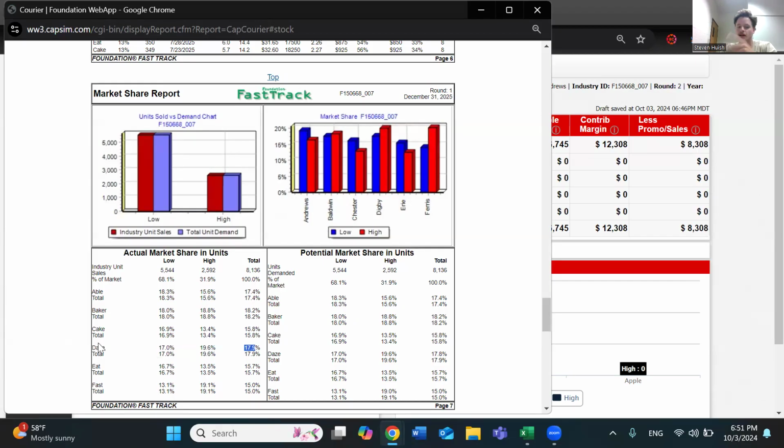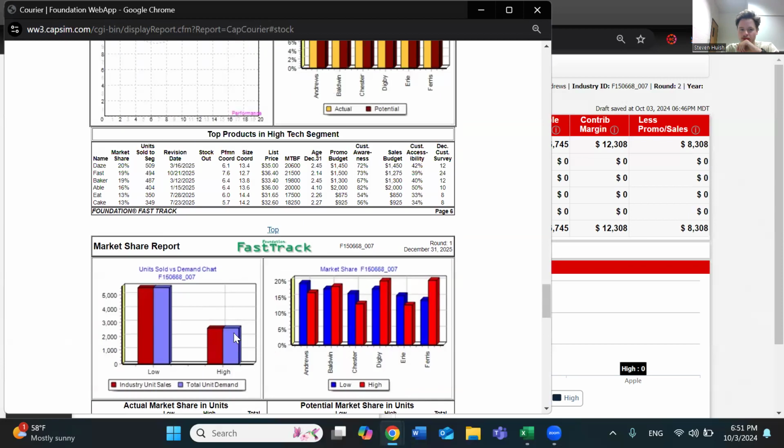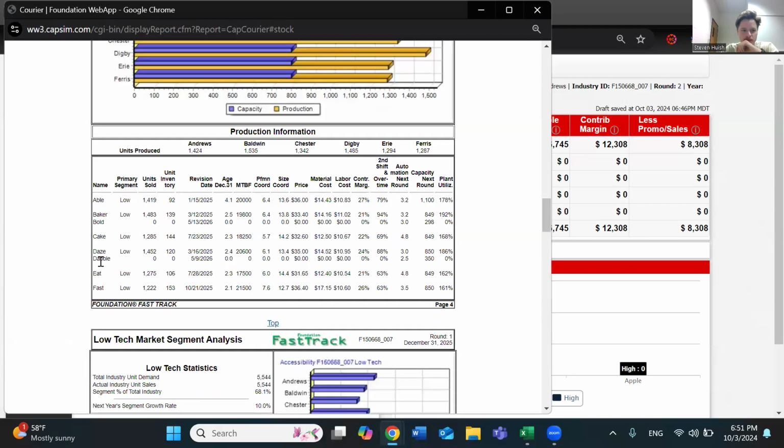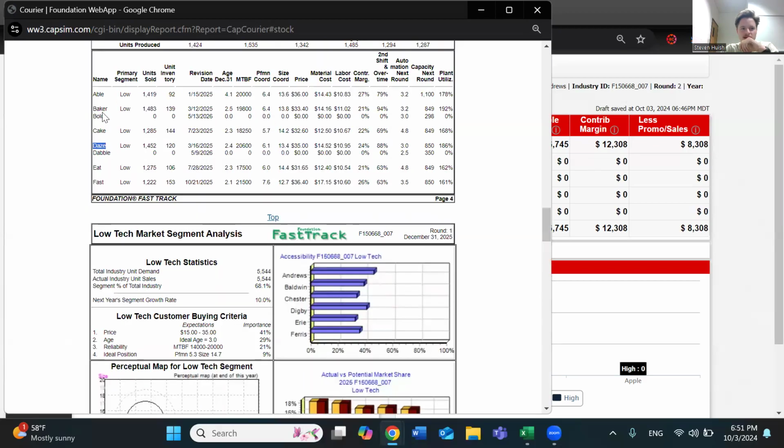And so with two new products entering the market, one from Digby, the company that created Days, and one from whatever this one is, we see that Bold is a new product and we see that Dabble is a new product. You know that something is a new product because they have 0 units sold, 0 inventory. They also don't have any age numbers, mean time before failure numbers, or performance numbers. So this means that it's currently in production. It's in the works by R&D, but it's not currently out on the line. This means that it's going to be out in the next round.